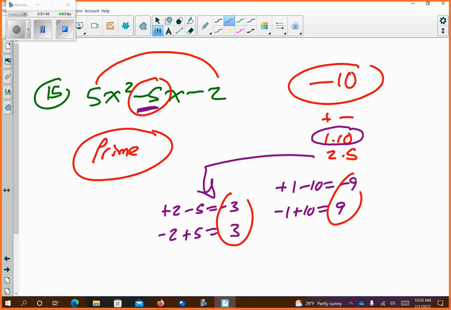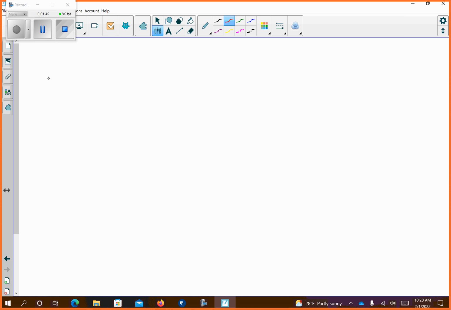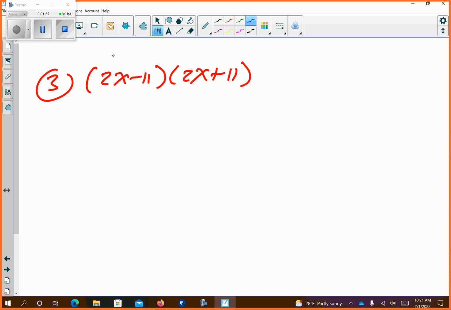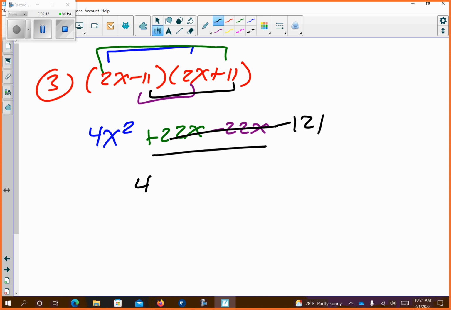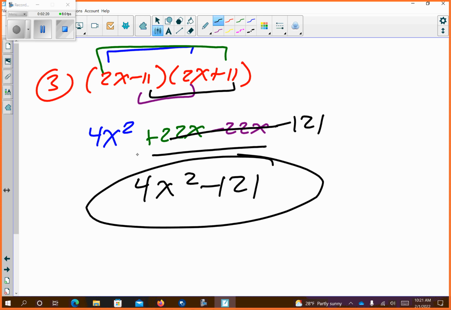Yeah. 3? Okay, so number 3. This is just multiplying it out. So I have 2x times 2x is 4x squared. 2x times 11 is positive 22x. Negative 22x. And negative 121. Those are going to cancel out because they're the same. So I get 4x squared minus 121. That okay? Anything else you saw that I could help you with?